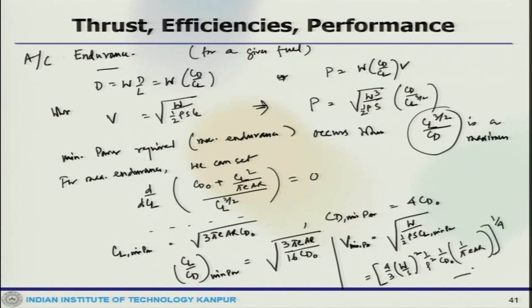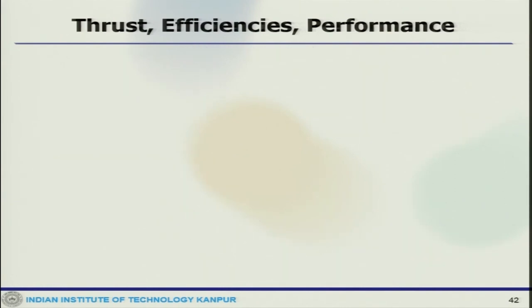So, we get the minimum velocity and all this. So, the minimum power or the maximum endurance condition occurs at a speed which is roughly 3 to the power 1 by 4, 76% of the minimum drag or maximum range condition, and the corresponding lift to drag ratio would be roughly 86% or something like that.